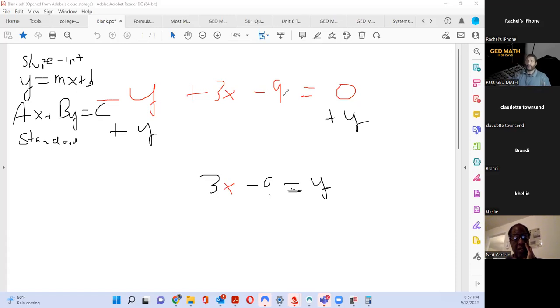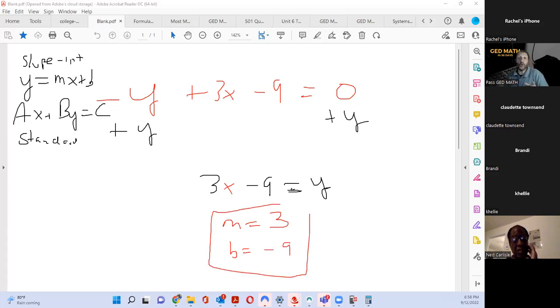Two things you can do. You can add y to both sides. So you get y equals 3x minus 9. Then it's easy to tell what the slope is. What's the slope now? 3x? No, not 3x. 3. What's my y-intercept? Negative 9. Okay, so that's one way.